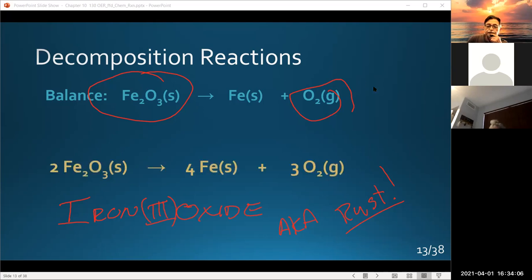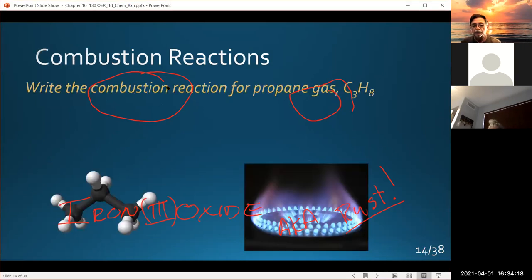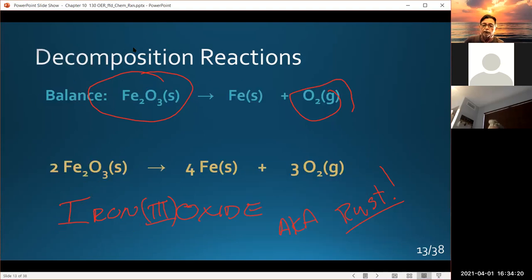Anyway, and don't forget, we got to balance it out. So we need 2 iron 3 oxides to give us four irons and 3 oxygens. The point is that you start off with 1 reactant and you end up with multiple products, a decomposition reaction.